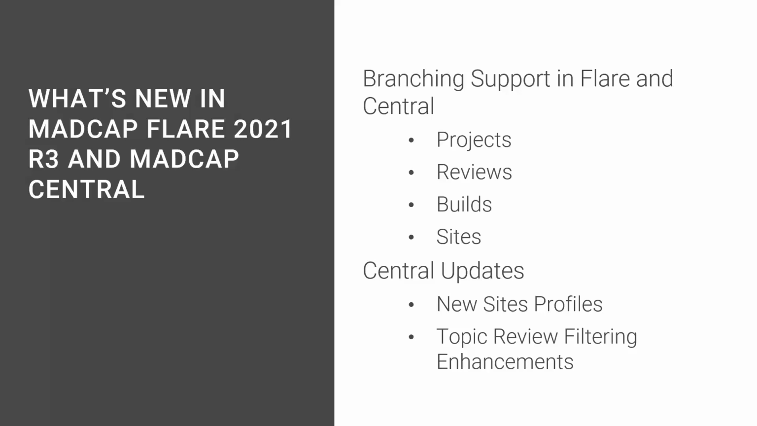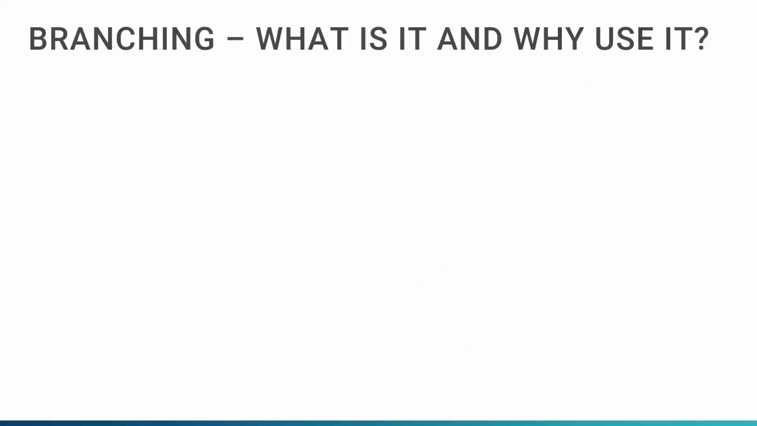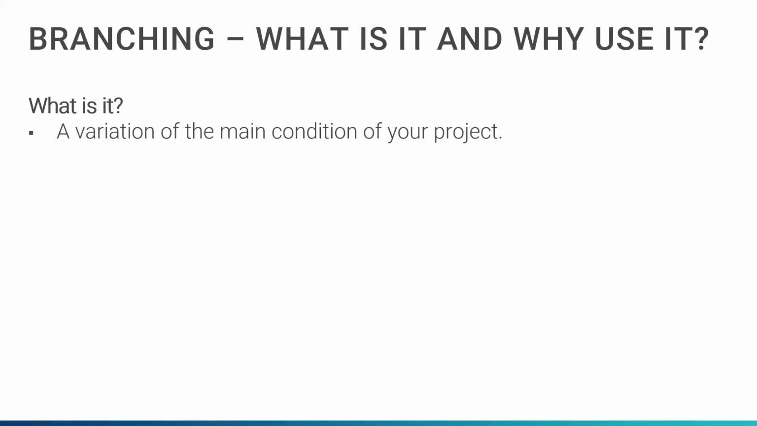Before we jump into Flare to cover branching enhancements, I just want to give a quick overview of what branching is to get everyone up to speed and talk about why it's useful. If you're not using branching yet, we encourage you to use it, and here's why. First, what is branching? Branching isn't anything that MadCap created, and it isn't only a feature found in MadCap Central. Branching is a feature of source controls like Git, Team Foundation Server, Subversion, and Central, and it essentially allows you to create a variation of the main condition of your project.